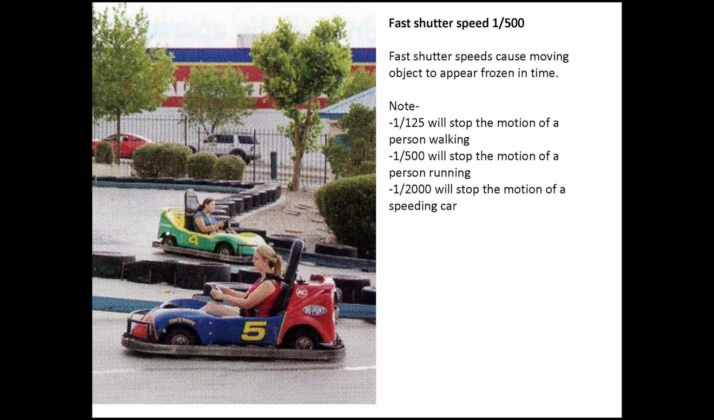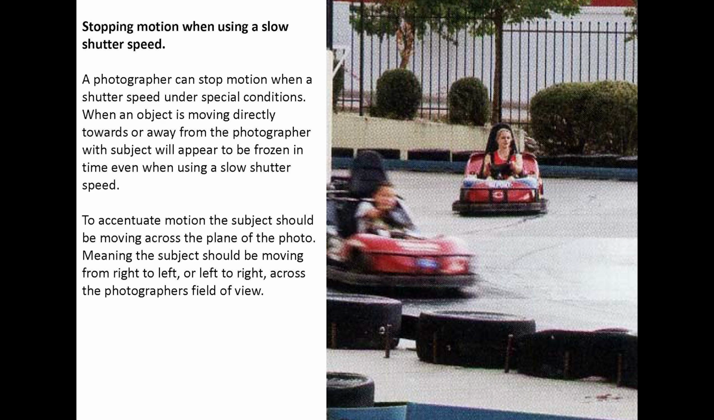So a shutter speed of 125 will make a person look frozen in time if they're walking. 500, a person running. 2000, a person driving a car. Those will all stop somebody and make it look like they're frozen in time. But there is a little trick you can do when using a slow shutter speed to make something look like it's stopped in motion.